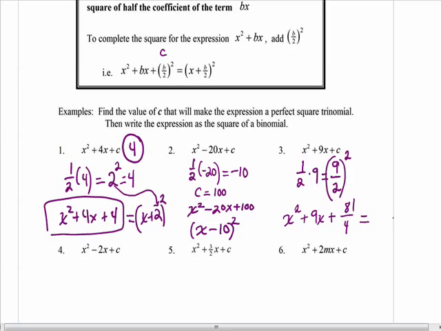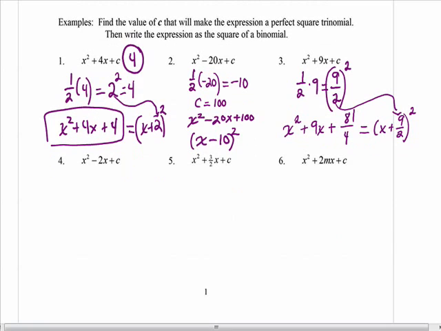Now I want to write it as a square of a binomial. Chanel? X plus 9 over 2. Nice. You guys seeing the pattern? That what's inside this square ends up being there, and when you square it, it's the value of c. Nice. I'd like you guys to finish 4, 5, and 6 in the next 2 or 3 minutes, and then we'll move on. All right, you may not be done, but let's go ahead and see what we have so far. Who has number 4?